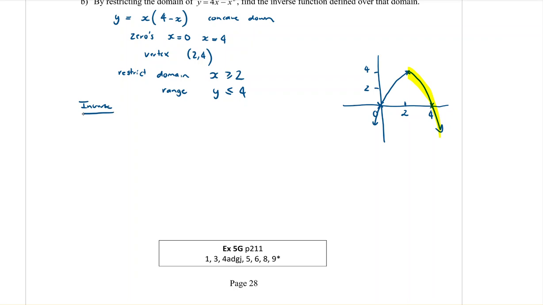Okay, we are switching the x's and the y's. So we're going to have x equals 4y minus y squared. And this is why it's exciting. Look at those y's. We need to get y by itself, and at the moment that is looking rather like a quadratic. So we have to do a completing the square. Exciting.